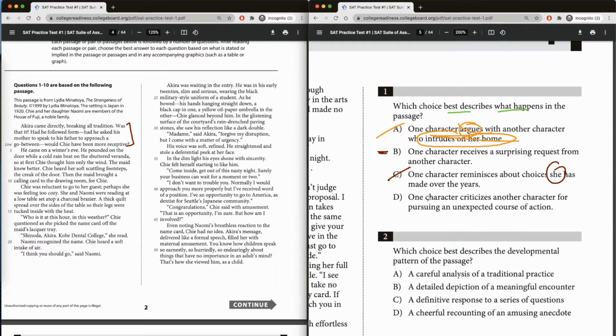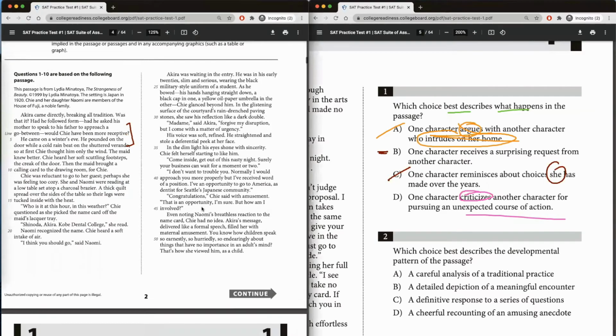Okay, then D. One character criticizes another character for pursuing an unexpected course of action. Okay, so there is an unexpected course of action, which is that Akira just comes directly and knocks on Chi and Naomi's door during a rainy storm. But I don't know if we would say it's criticizing, because the mom is just so startled by it.